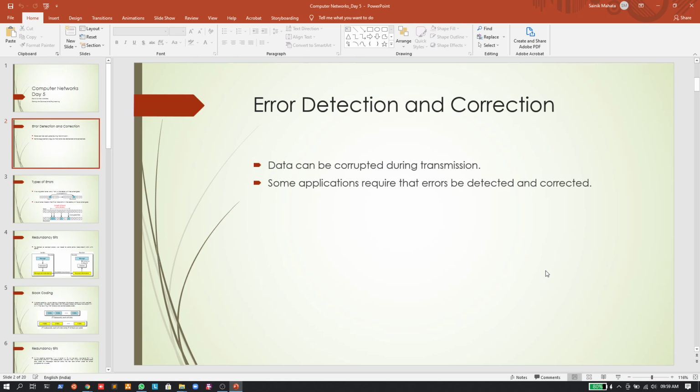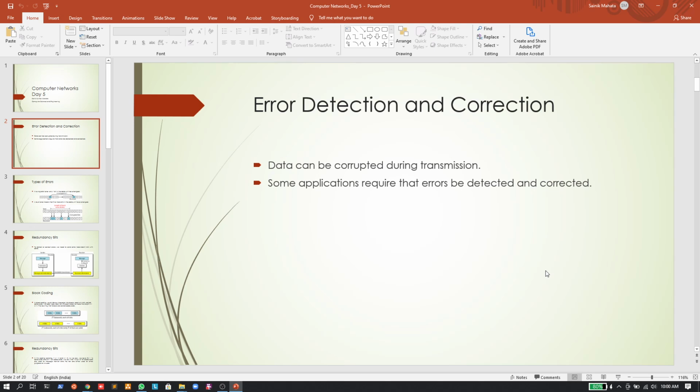So what's an error? Data can be corrupted during transmission. If I am sending data as 101 from the sender, it may happen that during transmission the data that the receiver receives is not 101 but actually 010. So if the data bits at some position change during transmission from the sender to the receiver, we call that data erroneous data.